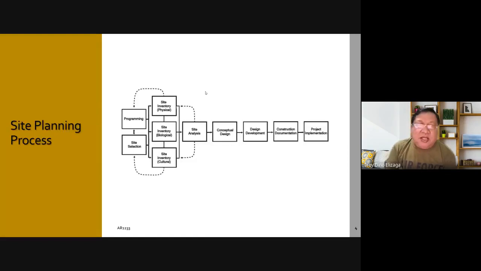So this analytical and creative process often begins with site selection and programming. So I showed this process earlier. Although we talk about the physical, biological, and cultural attributes, we're actually going back to the site inventory and site analysis. So the very first step is really site selection and site programming.